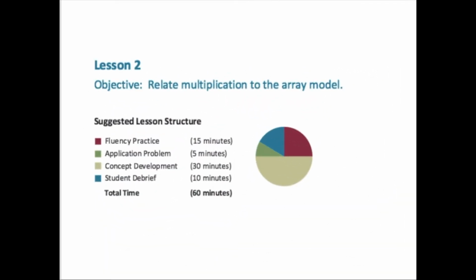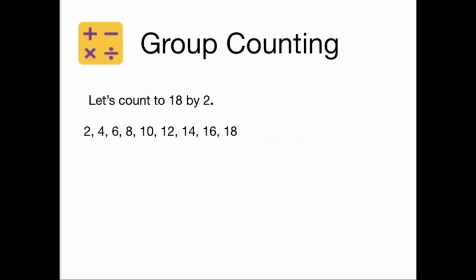Started with lesson 2. Our objective is going to be how we will relate multiplication to the array model. Let's start off by doing some group counting. We're going to count to 18 by 2. Ready? 2, 4, 6, 8, 10, 12, 14, 16, 18.